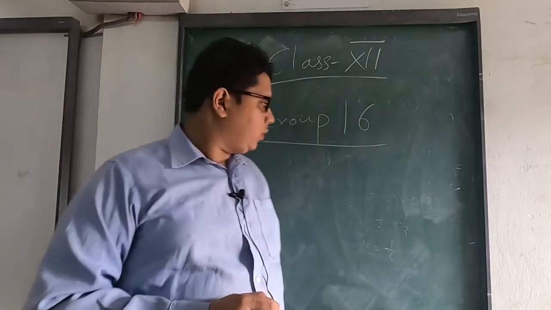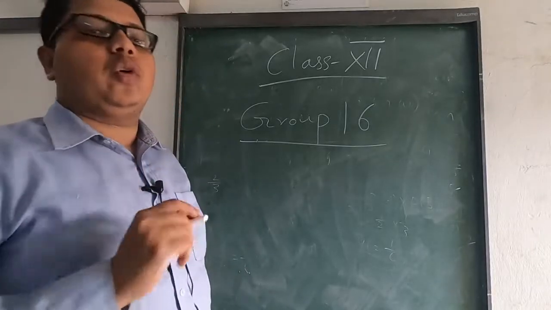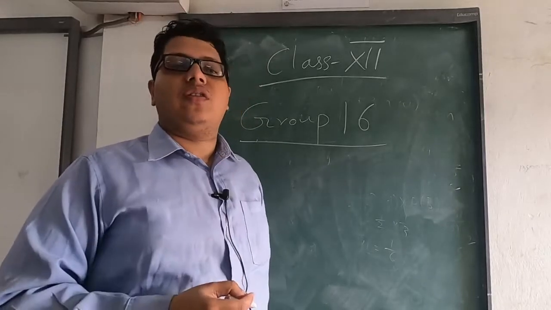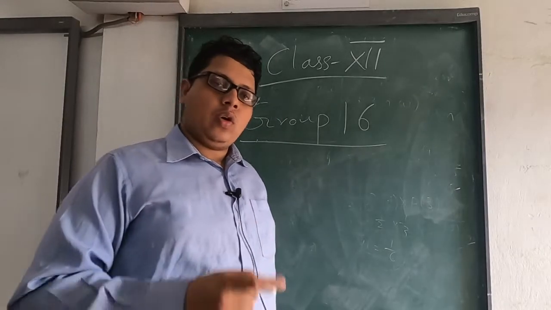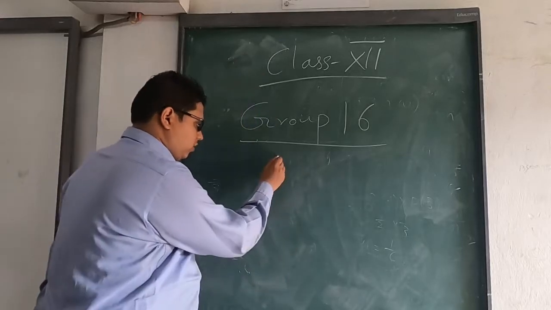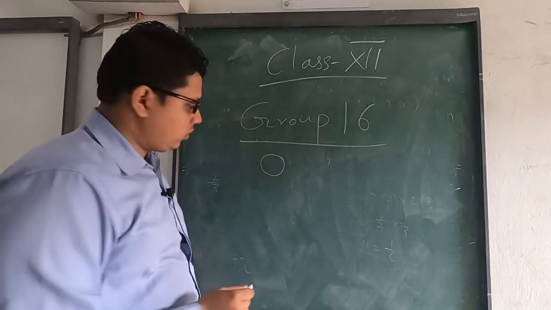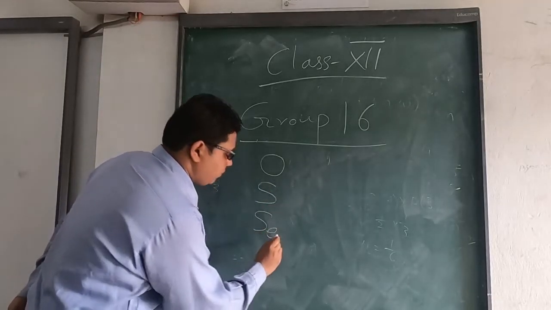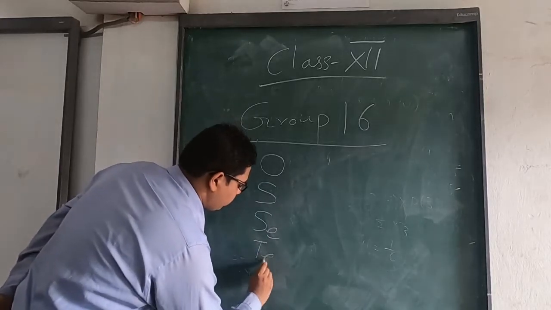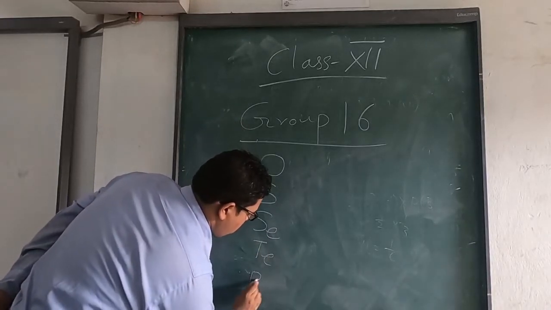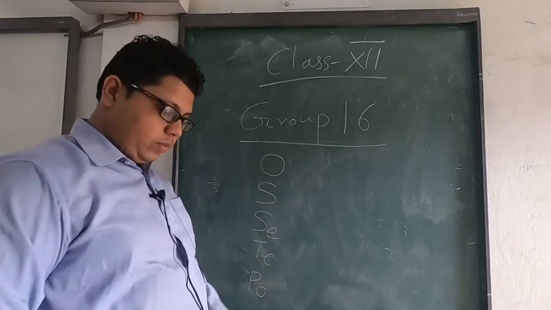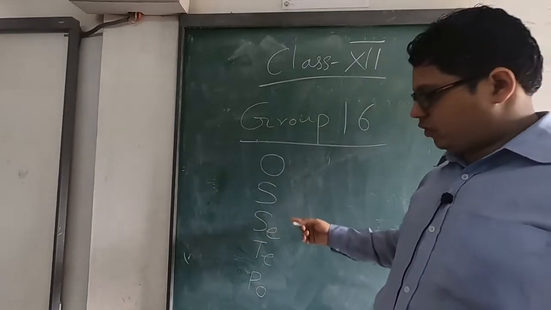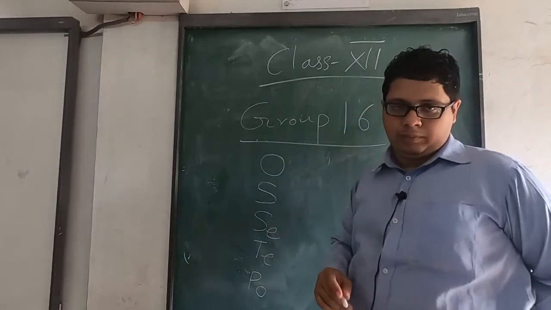So first of all, before we start talking about group 16, we need to know the members present in group 16 of the periodic table. Who are those? There is oxygen, there is sulfur, there is selenium, there is tellurium, and finally there is polonium. Okay, these are the members: oxygen, sulfur, selenium, tellurium, and polonium.